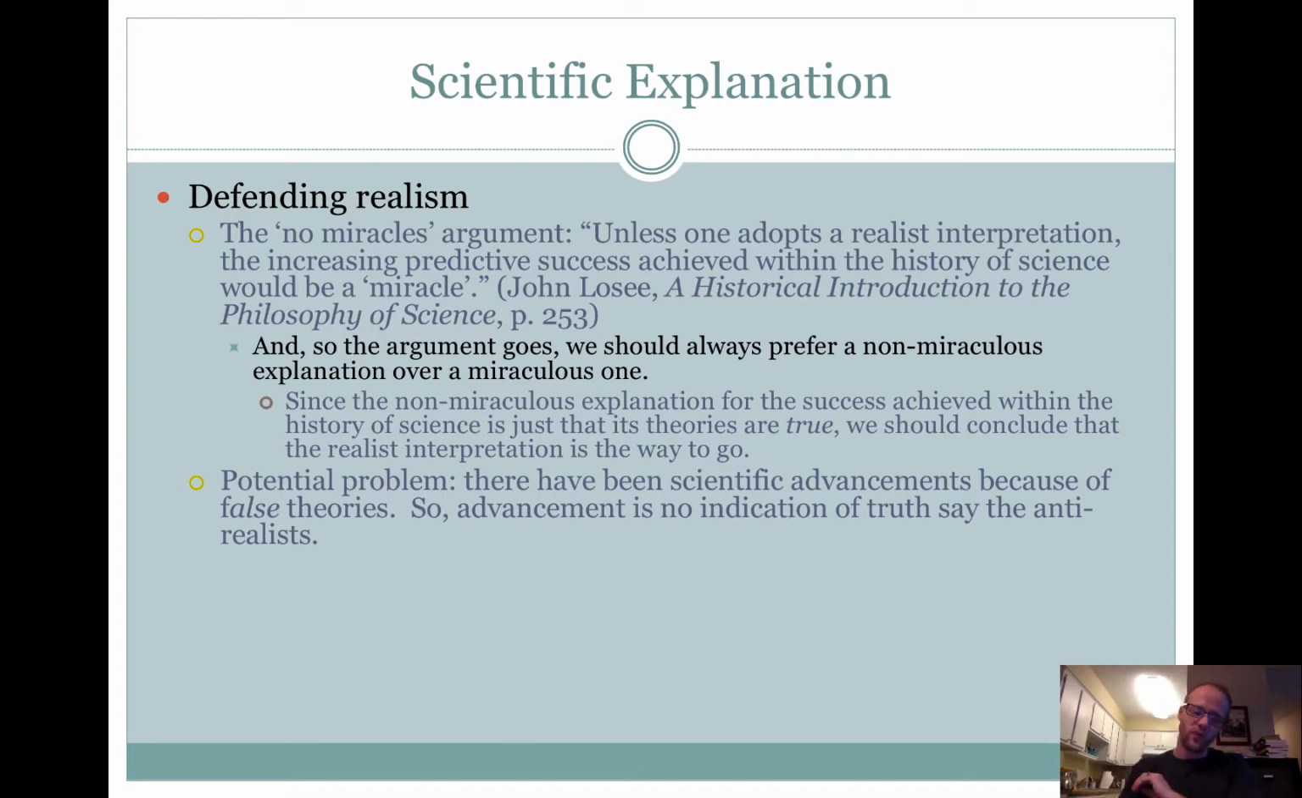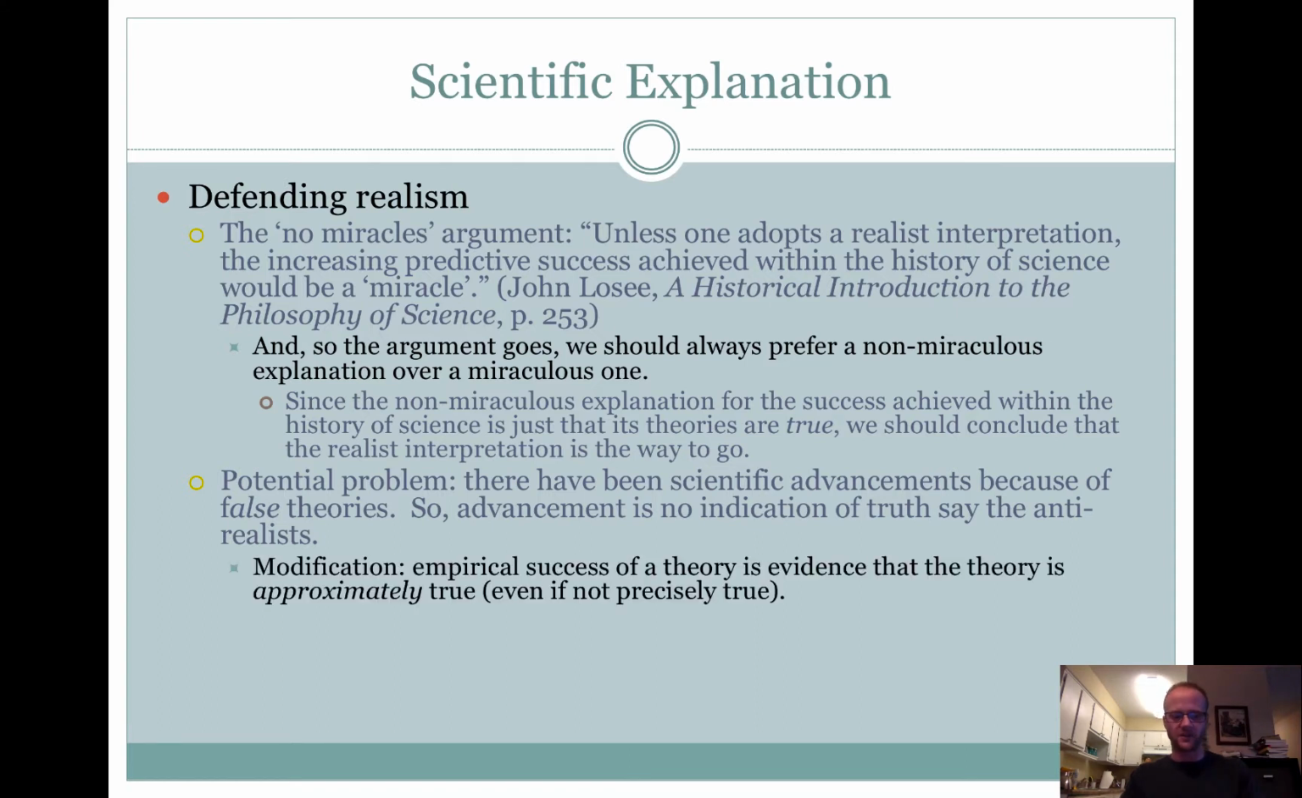Now, of course, one problem with that no miracles argument is this. There have been lots of scientific advancements that have been made because of false theories. And so advancement is no indication of truth. That's what the anti-realist says. Now, we could try to modify the no miracles argument, and say, look, empirical success of a theory is evidence that the theory is at least approximately true.